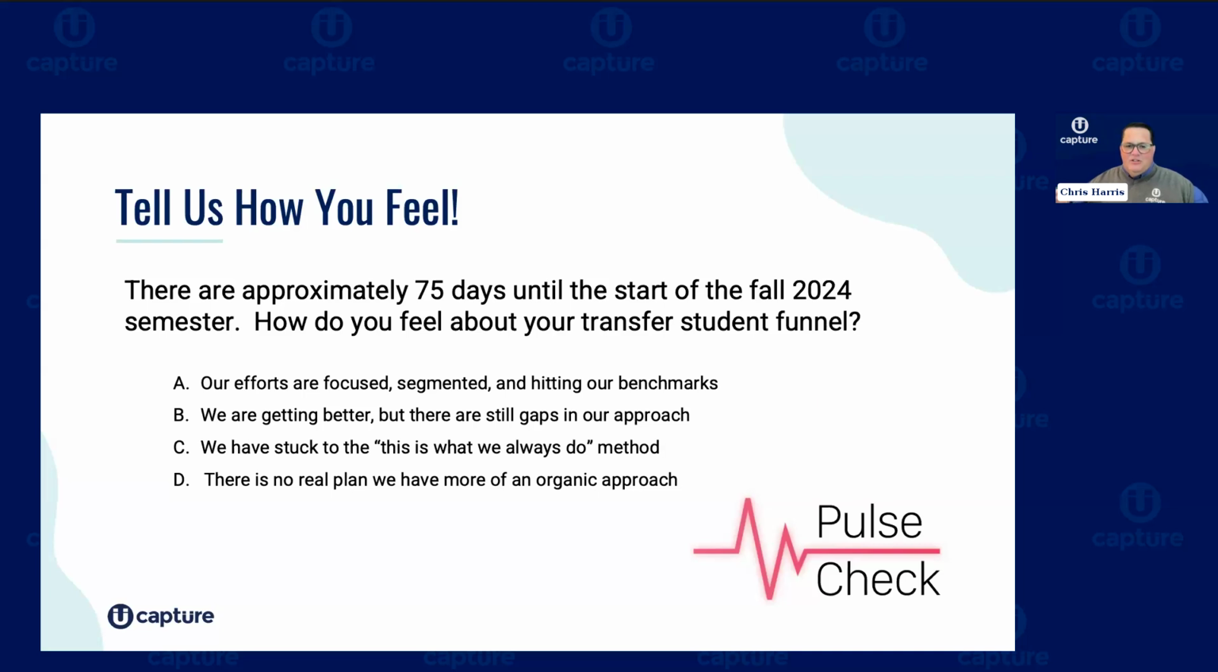So as you're looking at the scores coming in right now, most of you are getting better, but there are still gaps in our approach. And I think there's some things that we need to talk about too about your approach, but I also want to kind of think back to where we are in the cycle right now too.